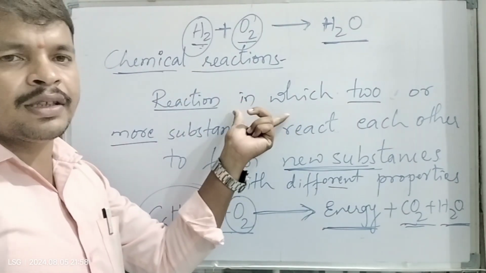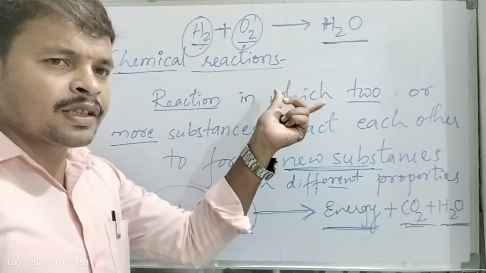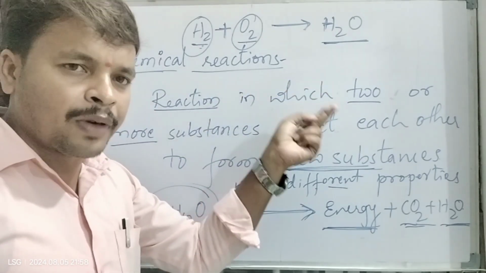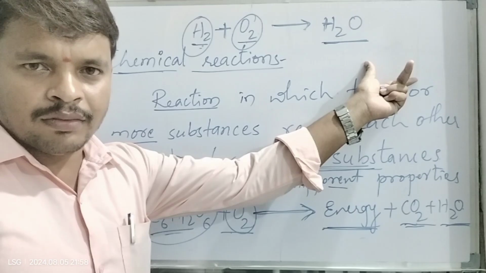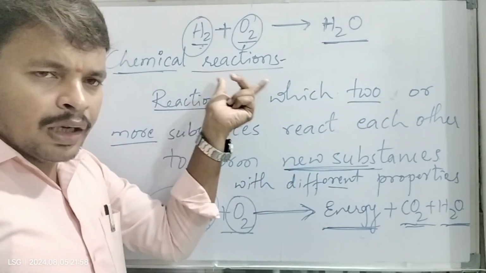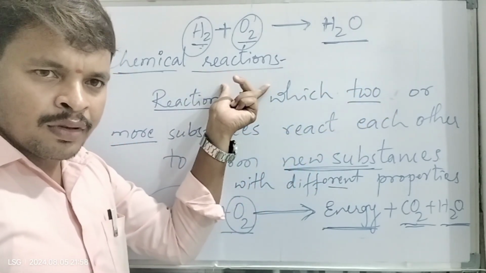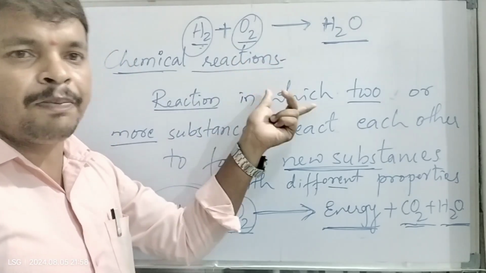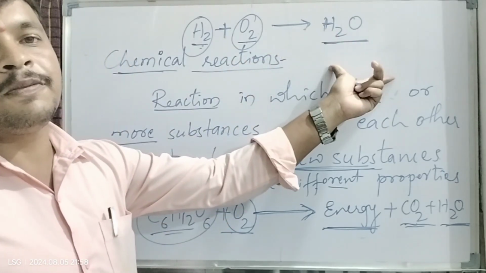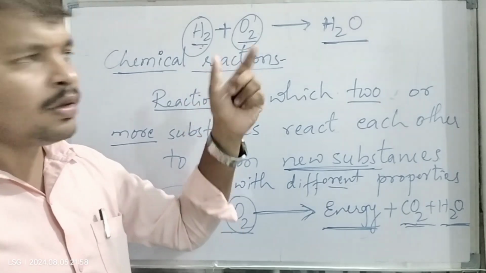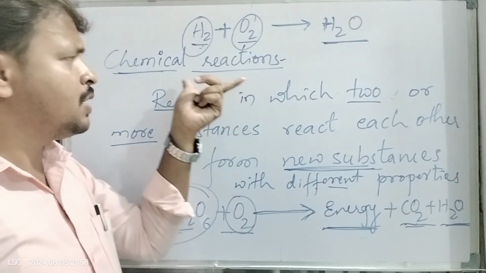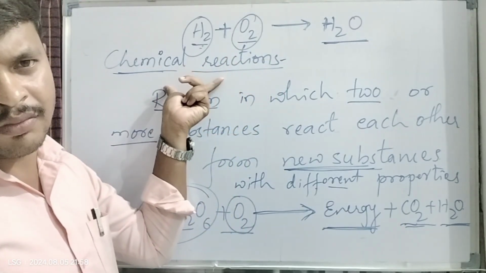We know that, as I just said, when the milk reacts with a little bit of curd or buttermilk, we get curd. Here the milk's property was different. When the chemical reaction has taken place, what is formed? Curd is formed. That is a chemical change where you can see the chemical reaction.